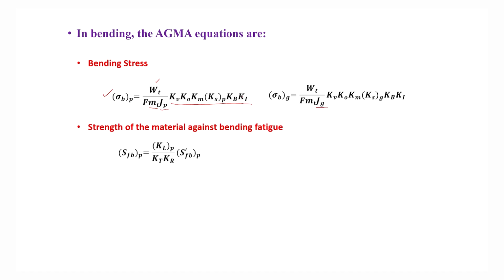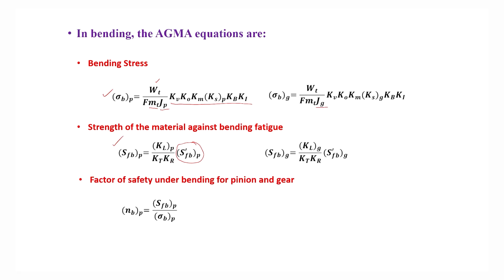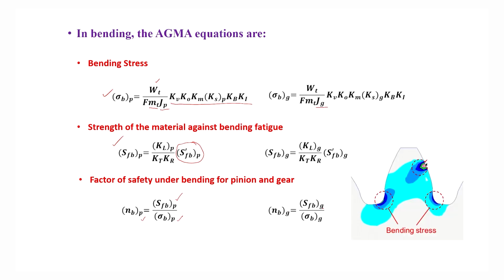Then the strength of the material against bending fatigue is given by the AGMA materials data, from which we get the bending fatigue strength as SFB dash. It is corrected by the life required, temperature required, and the reliability required. Then factors of safety are determined, and the factor of safety against bending for the pinion is equal to the bending fatigue strength of the pinion divided by the bending stress acting on the pinion, and similarly for the case of the gear.